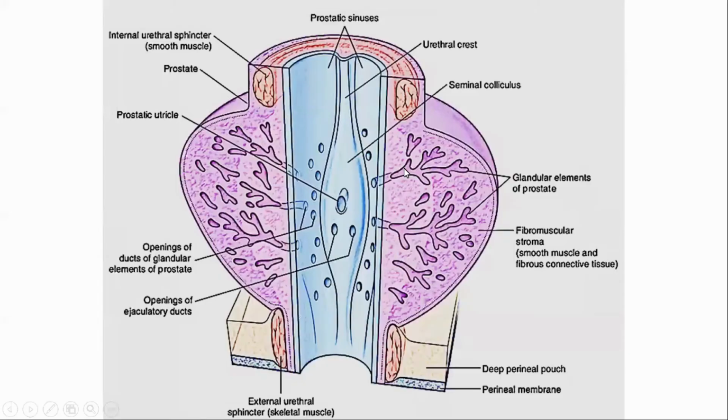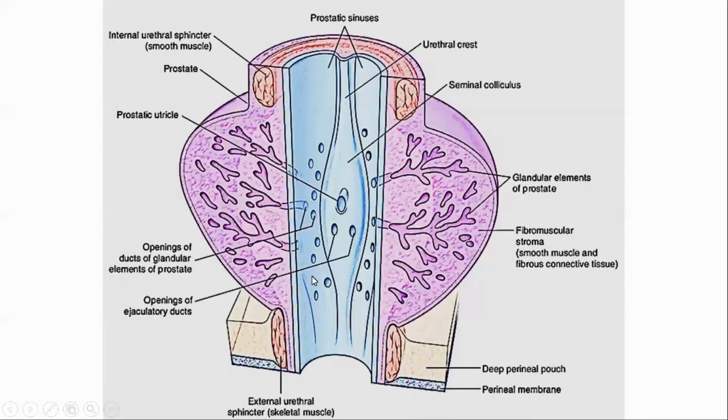This is the cut section of the prostatic urethra. In the lumen of the urethra, there is one midline folding. This is known as the urethral crest. Then on each side of the urethral crest, there is a space. There are spaces present on either side of the urethral crest, and these spaces are known as the urethral sinus.